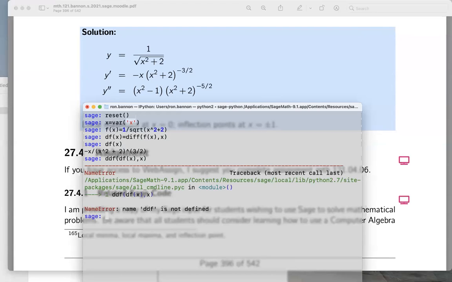Oh, I made a mistake somewhere. Oh, you know what? I'm so sorry, I didn't do something. ddf of x is equal to diff of df of x with respect to x. Sorry about that. I got this over here. Let's just play it. I might have to correct my notes.